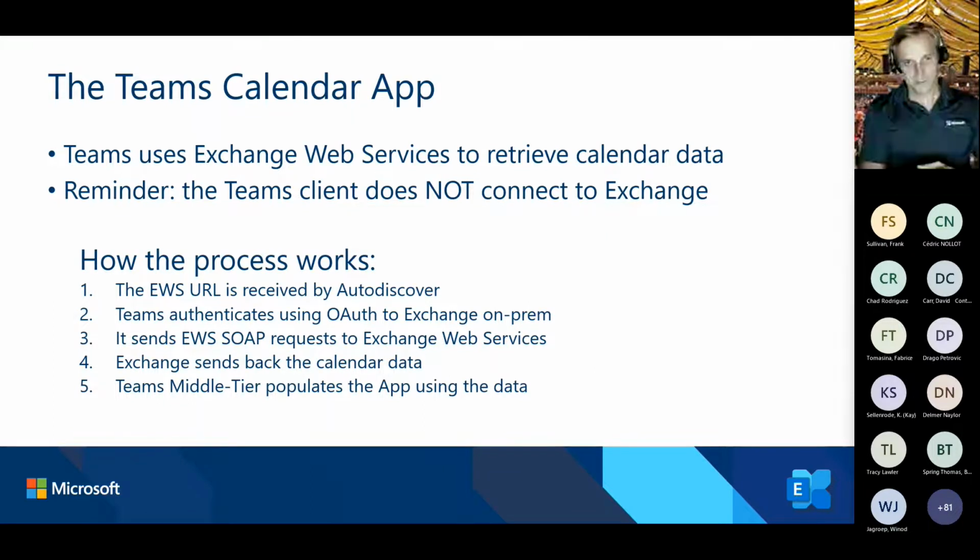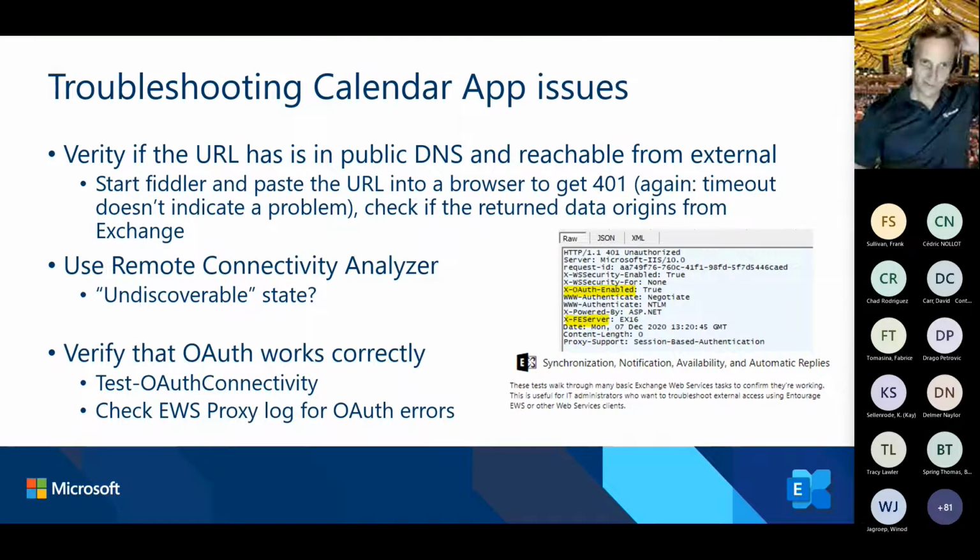Then the Teams backend server sends an EWS SOAP request to get the calendar items from EWS. And then Exchange returns the calendar data, and the Teams middle tier servers populate the app, so the user's front end, using all that calendar data that gets retrieved by the SOAP requests. So this is how it works. And the most complicated thing in that case is the authentication, of course.